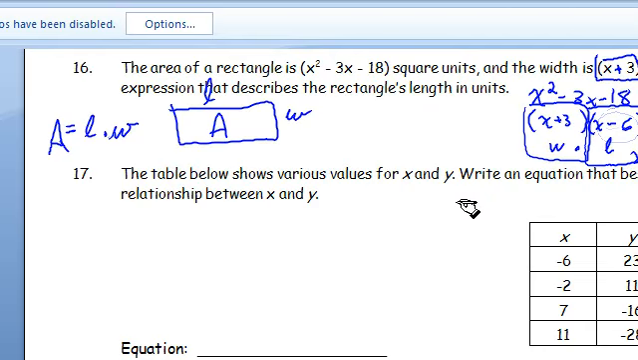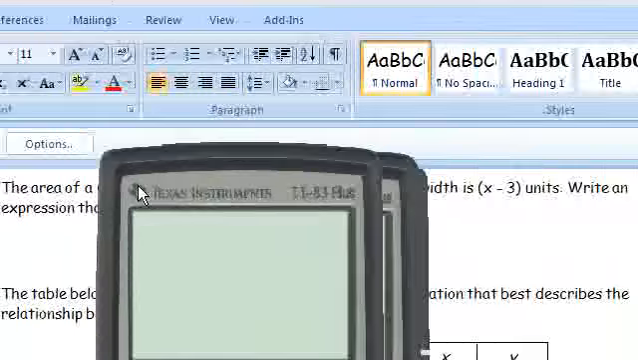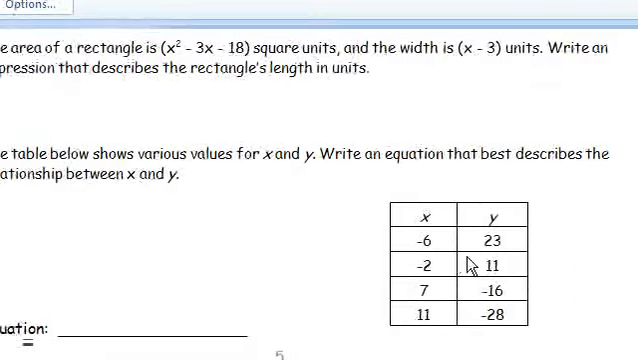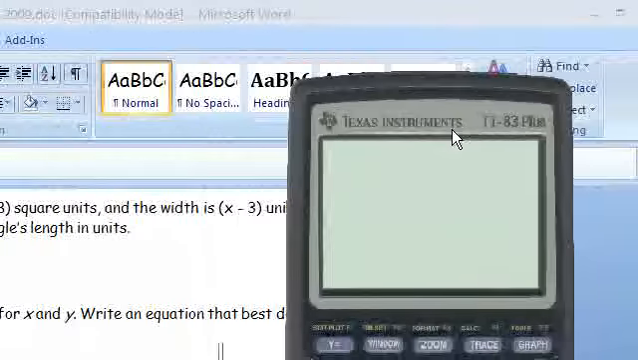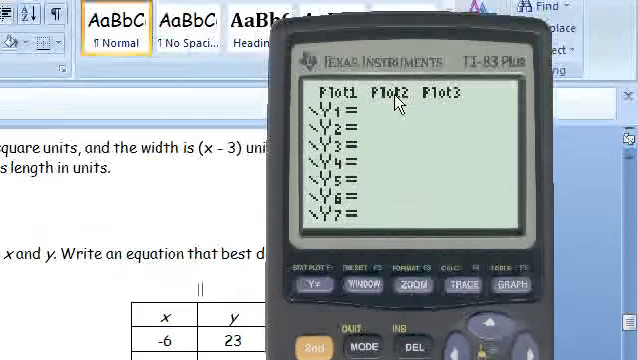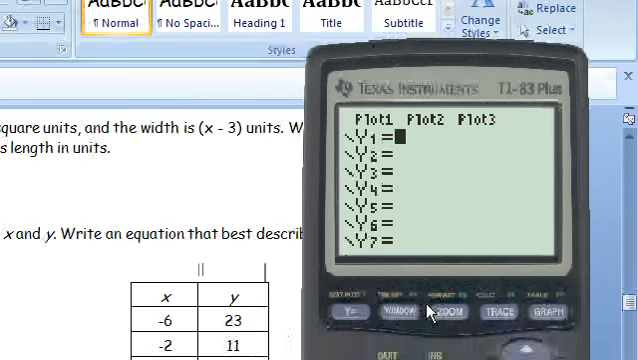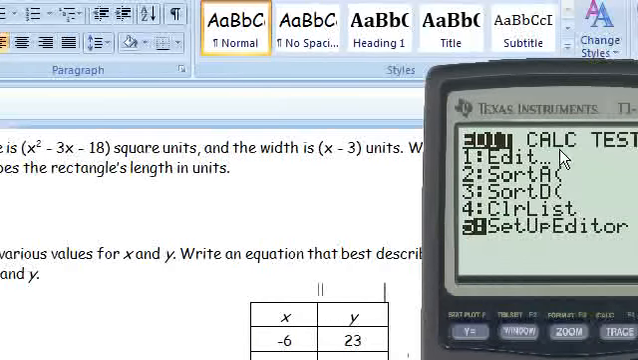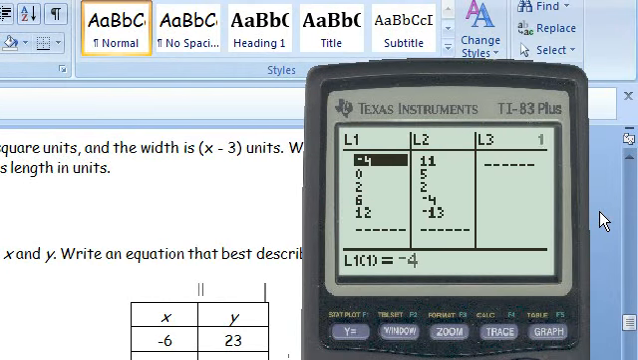Alright, 17. Okay, good. 17 is another one where we can use the calculator. The table below shows various values for x and y. Write an equation that represents the relationship between x and y. So fire up your TI-84, and what you can do is let's go to stat, edit. Oops, let me get my window up there, okay, so you guys can see it. So stat, edit.